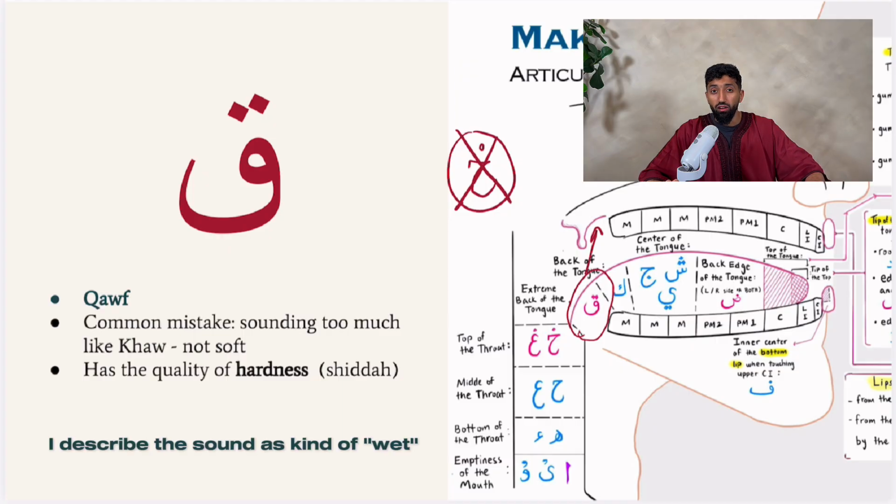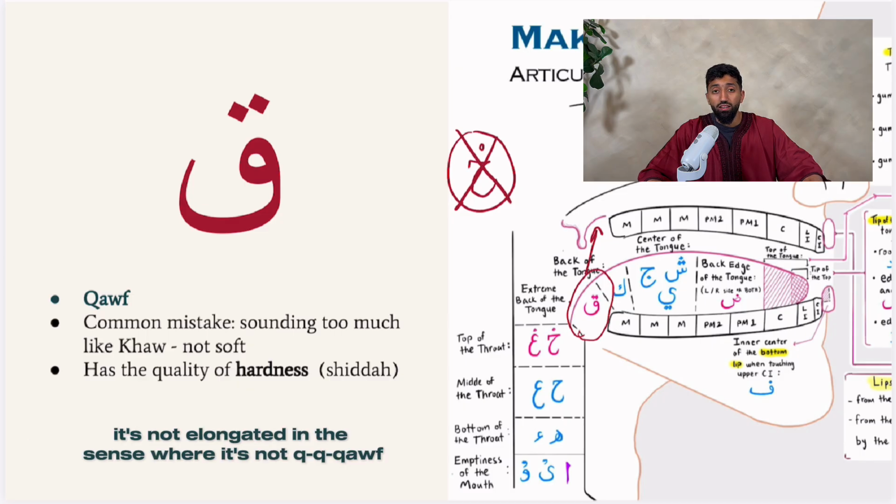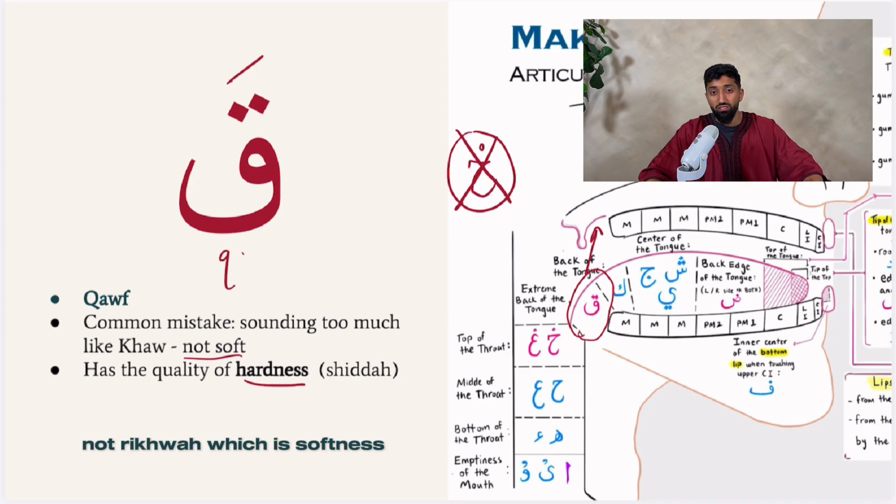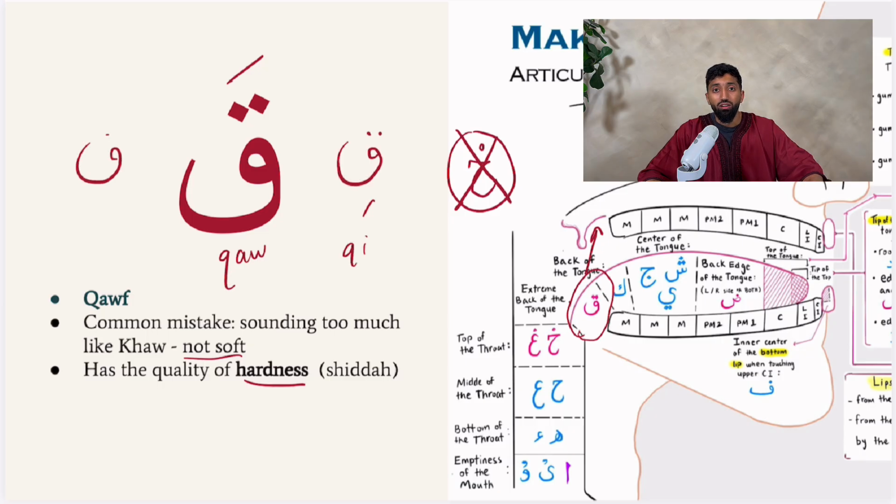I described the sound as kind of wet because it's coming from the soft palate and the tongue touching. Qa, qa, qa. But if there's any kha, kha sound, almost that dryness, then that's not qaf, because the sound of qaf doesn't drag. It's not elongated in that sense. That would be an elongation, or qaf being soft. But qaf has the quality of hardness or shidda, not rikhwa, which is softness. So with harakat, qaf fatha, qa, qaf kasra, qi, and qaf dhamma, qu. Again, it's heavy, you frown.